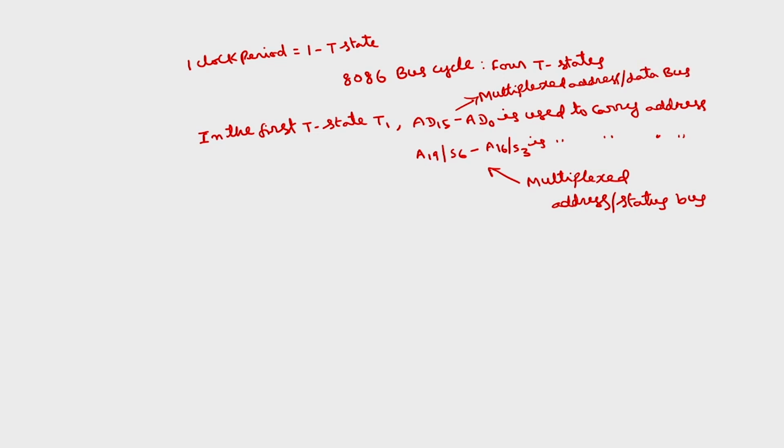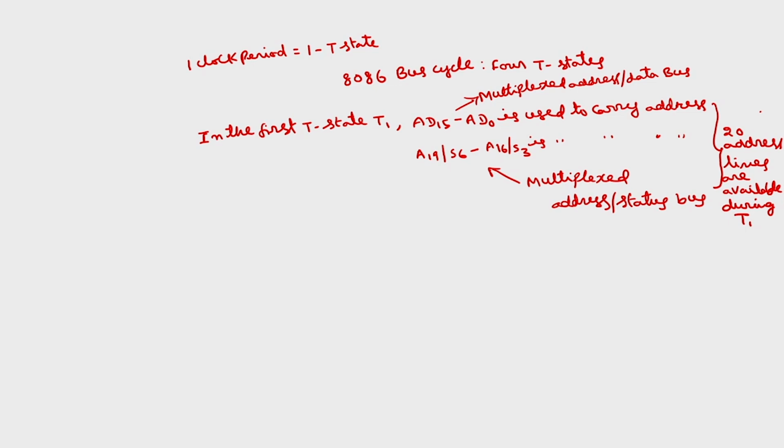So during T1, AD15 to AD0 will carry the address, that is A15 to A0, and A19/S6 to A16/S3 carries A19 to A16. In total we get 20 address lines during T1. So in T1, we will send the address and identify the device with its address.